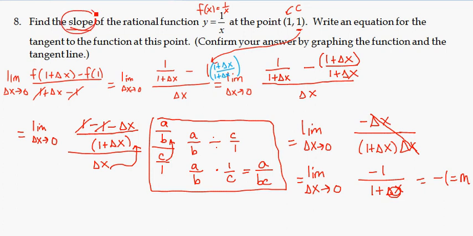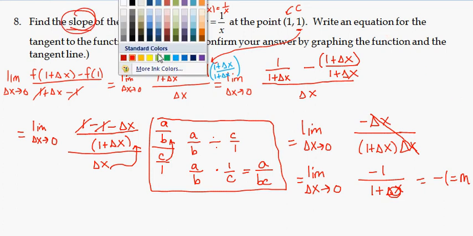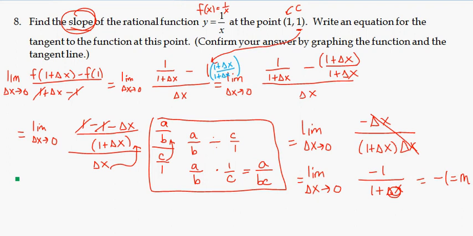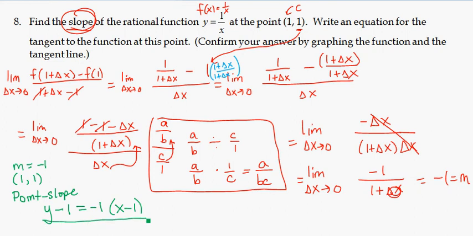Okay, we found the slope. That's great. Now they want us to write an equation for the tangent line. So I have the slope is negative 1. I'm given a point (1, 1), so I'm going to use point-slope form of a line, and my equation is going to be y minus the y coordinate equals the slope times x minus the x coordinate. And there's my line.